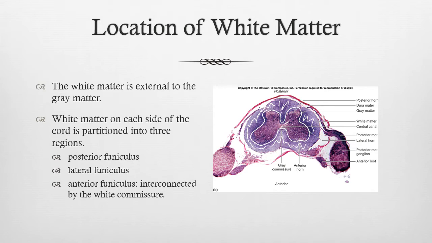And within that, we have different regions where that information is going to travel within the white matter. We have what we call the posterior funiculus, and then we have the lateral funiculus, and then we have the anterior funiculus. And all of this is white matter that is connecting information going up and down the cord as it is needed.